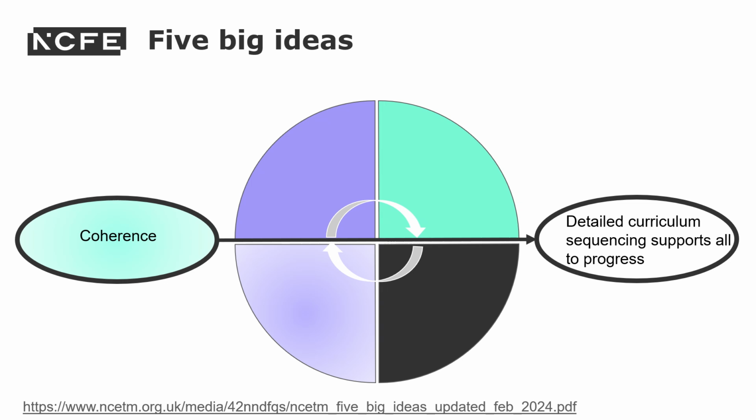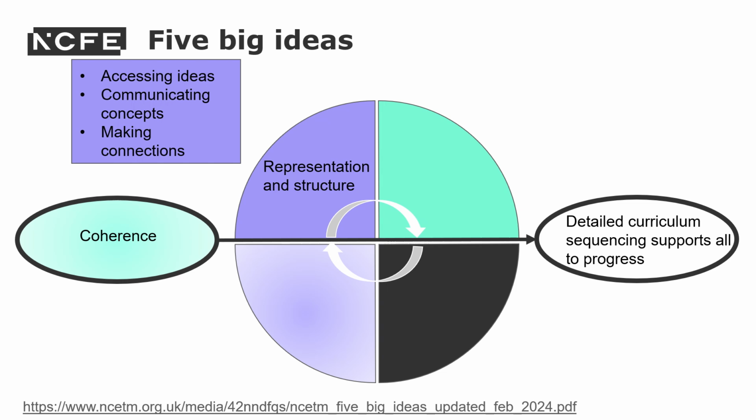So we start off with coherence. Your teaching is designed to enable a coherent learning progression through the whole curriculum, giving access for all learners to develop a deep and connected understanding of maths that they can apply and communicate in a range of contexts. And how are you going to do that? Well, let's look at our 4 quadrants around this circle.